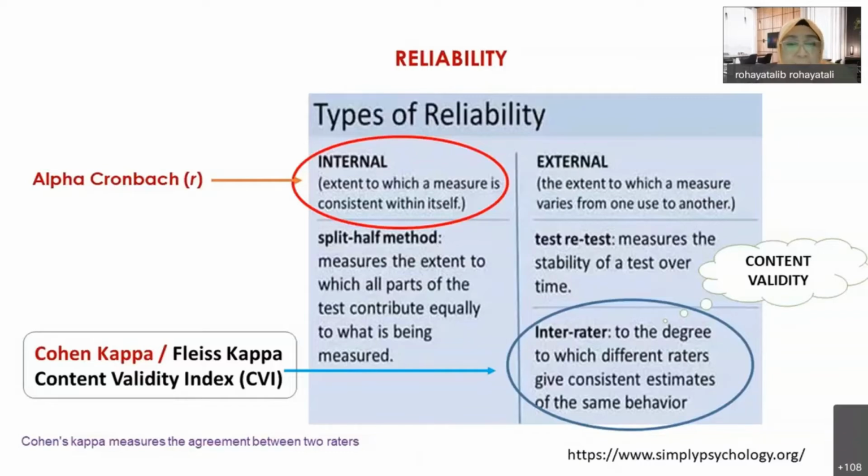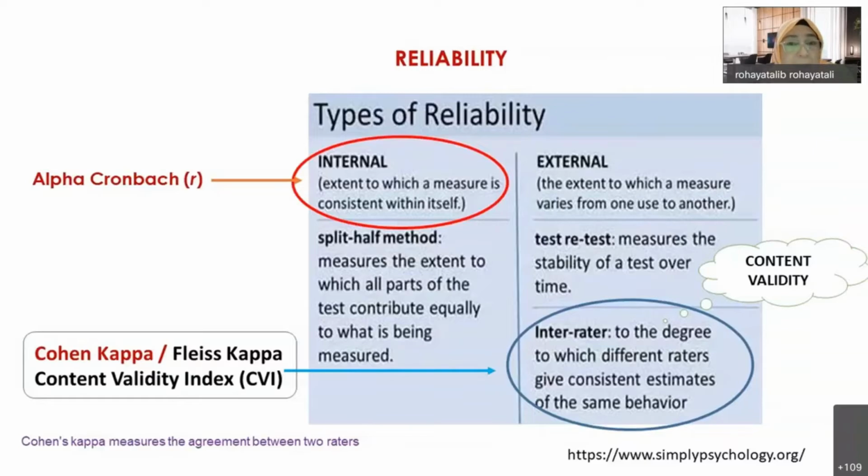That's why I put this one here: this is a proof of content validity, but you use the inter-rater method from reliability. So your Cohen's Kappa actually shows the content validity. But how do you do it? You do it through the reliability method, which we call inter-rater, or another one is intra-rater.